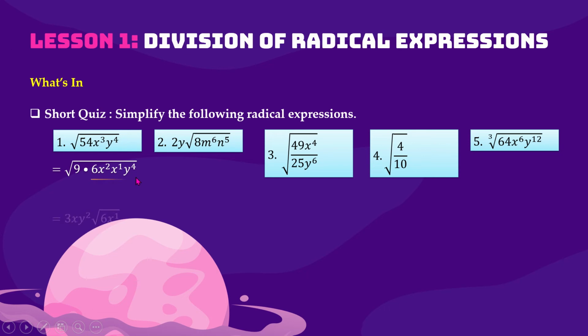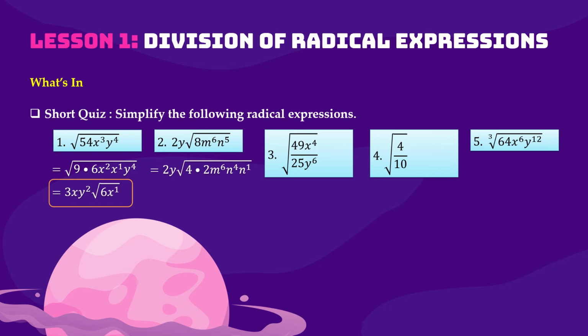The square root of 9 is 3, so it goes outside as 3. X squared can be cancelled with the index 2. So 2 divided by 2 is 1, so x goes outside. While y exponent 4 divided by index 2 is 2, so y squared goes outside. What remains inside the radical symbol is 6 and x exponent 1, or we can simply write the square root of 6x. So you have there the final answer of number 1.